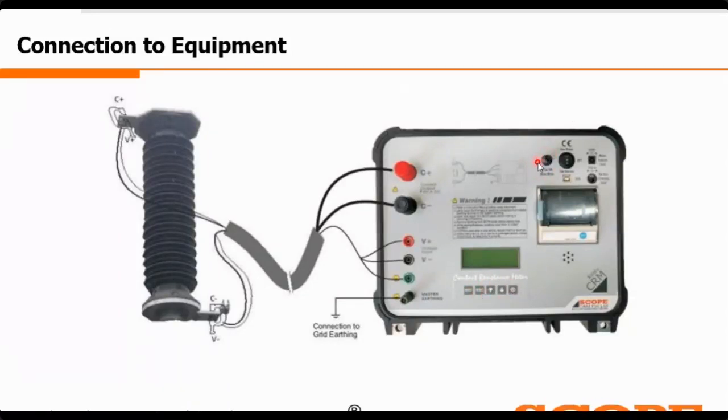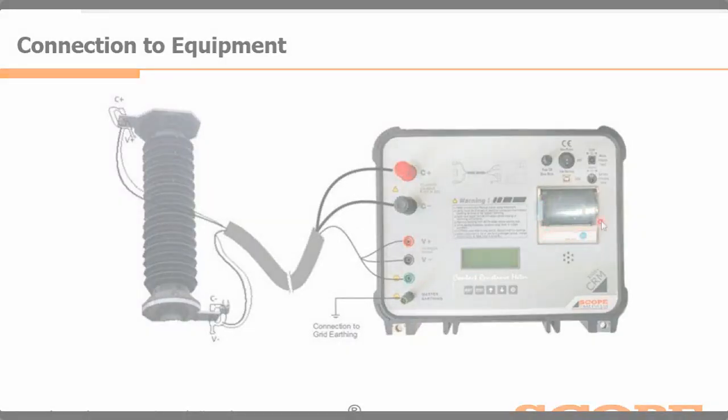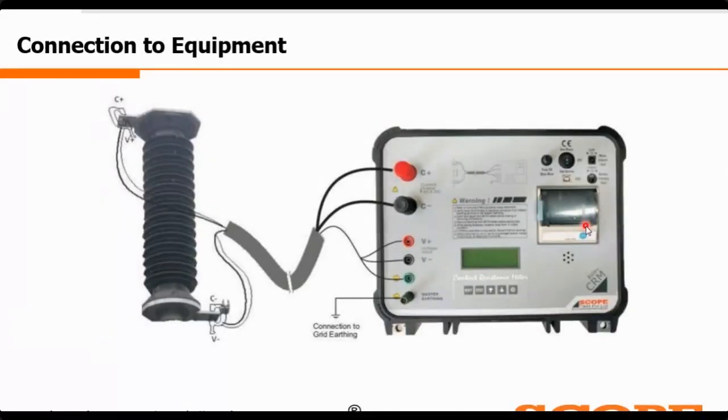For overload protection, we are having 15 ampere fuses here. This is the USB port through which you can connect to your PC or laptop. And this is the thermal printer I was talking about, so after getting the result you can print out the result instantaneously. And this is the master earthing. This is the first and foremost connection you need to make while you are doing the measurement. So for that we are having this master earthing connection.